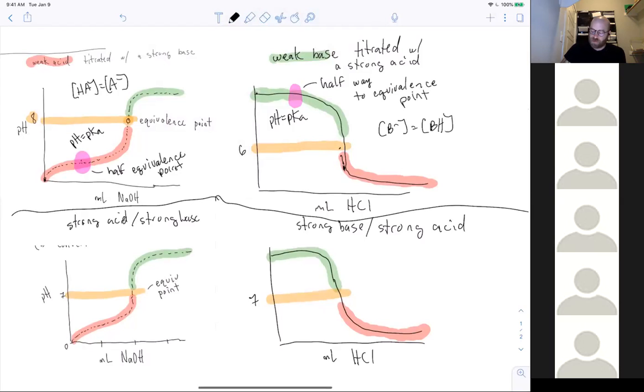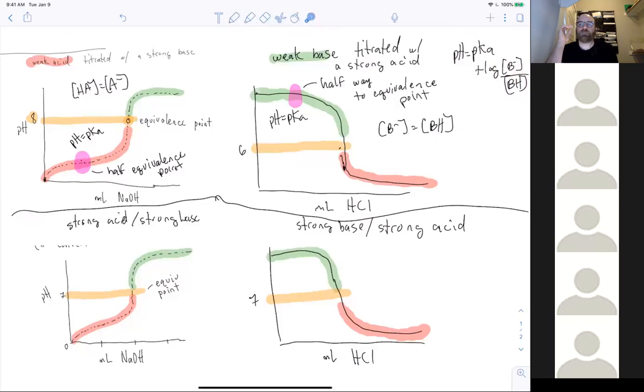And this follows out of the Henderson-Hasselbalch equation, which is that the pH is equal to the pKa plus the log of, in this case, B minus over BH. So if B minus equals BH, then log B minus over BH is going to be log of 1. And so that's why the pH ends up equal to pKa.